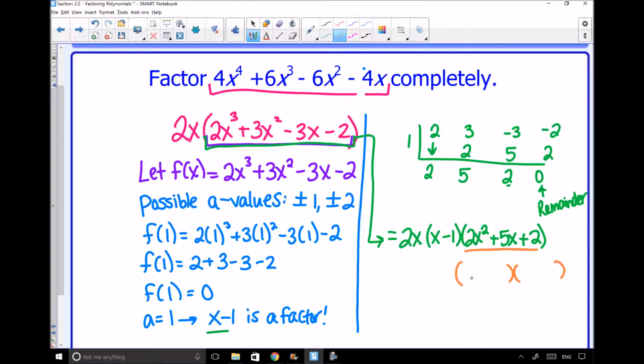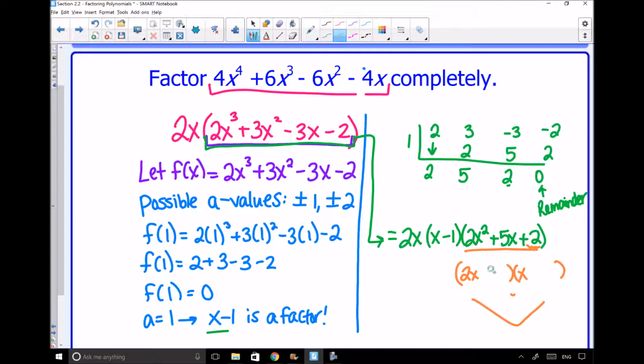Remember, we want our first term in each bracket to multiply together to give us 2x squared. So this works out nicely. Our only option is 2x and x. And then we want our last terms to multiply together to give us 2. So we've got our options of 2 here and 1 here maybe. Let's see if it works. This gives me 2x. This gives me 2x. I want it to give me 5x. That doesn't work.